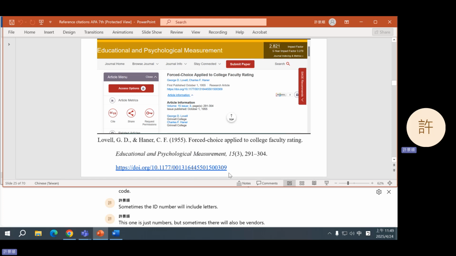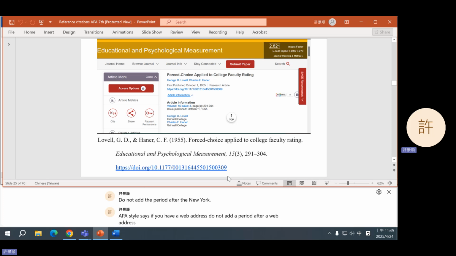Last thing, no period. There is no period. Do not add the period after the DOI. APA style says if you have a web address, do not add a period after a web address. So far, so good. This is just information. I'm just walking you through the information.